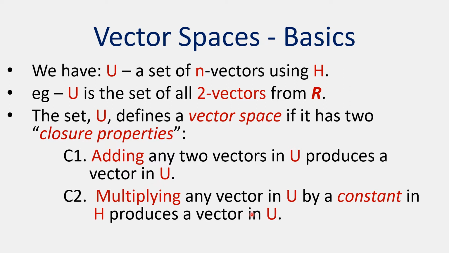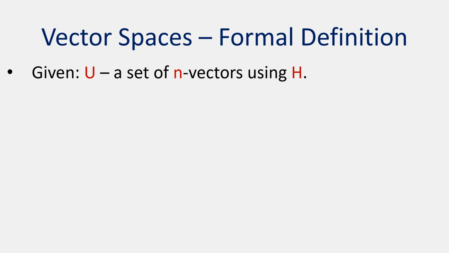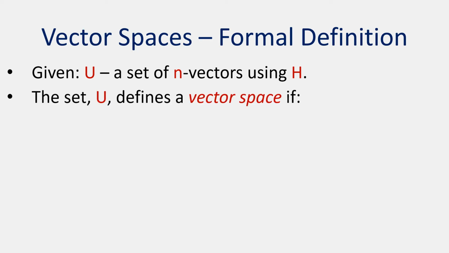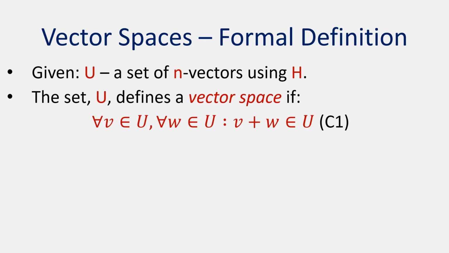If we multiply any vector in U by some constant in the underlying set of numbers, once again, that produces a vector in U. So formally, if we're given a set of n vectors from this underlying set H, that set defines a vector space if, no matter which pair of vectors we choose in U, so in other words, for every V in U, for every W in U, when we add V and W, we get another vector in U.